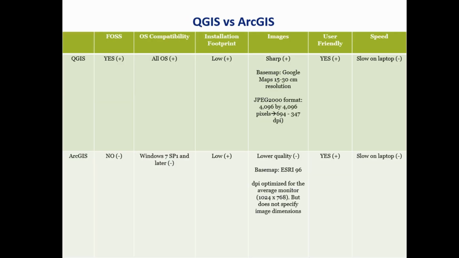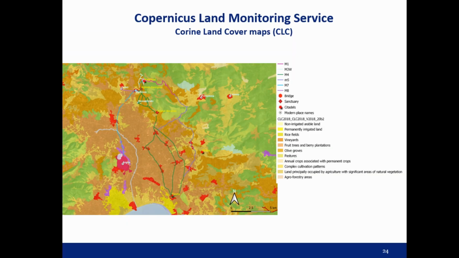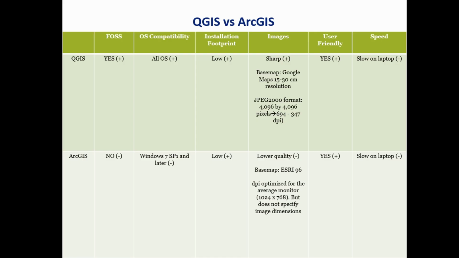This is a brief summary of the advantages of QGIS versus ArcGIS. We would just like to emphasize that QGIS comes entirely for free. It is compatible with all operating systems, and additionally, it offers very sharp images if you want to use Google Maps as a base map. With ArcGIS, if you stick to the basic package offered by Esri, the base map is of quite low resolution, and from what I've been reading so far, if you want to use Google Maps, some extra charges are applied.